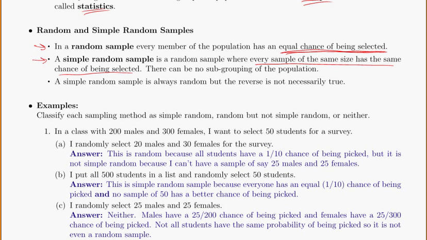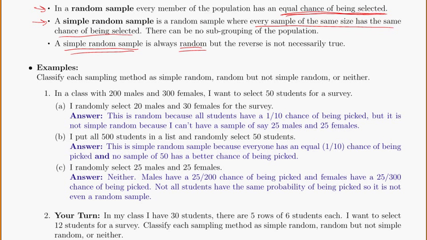A simple random sample is always random. It starts off with being random, but the reverse is not necessarily true. So if it's a simple random sample, it's automatically random. But if it's a random sample, it's not necessarily simple random. So you can have random, but not simple random.